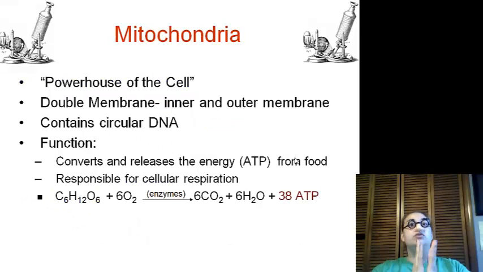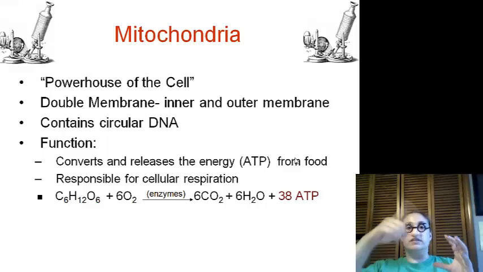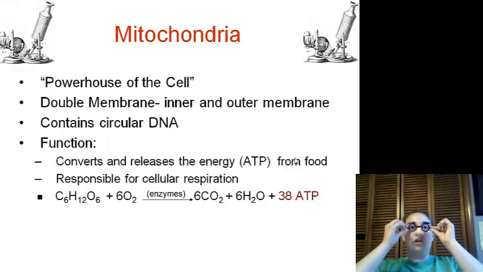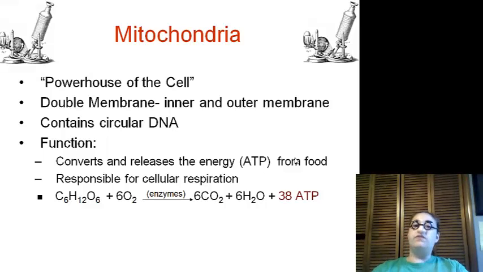Then we have the mitochondria that are in both plants and animals. They are the powerhouse, the mighty, mighty mitochondria! Double membrane. We have an inner membrane, we have an outer membrane, and it is a jelly bean that has a maze inside of it. It contains its own DNA, its circular DNA, and it functions to convert and release energy as ATP from food through cellular respiration. Please take down that chemical reaction. You will need to know it, and we will go through it.